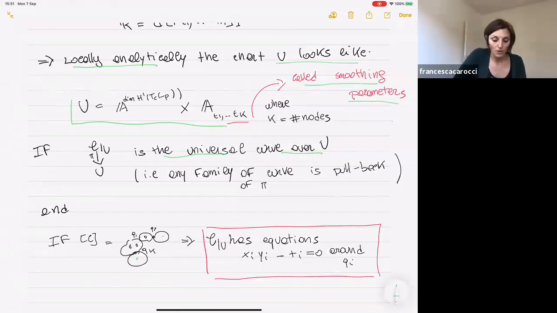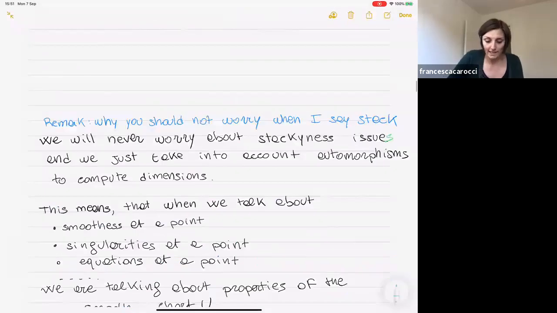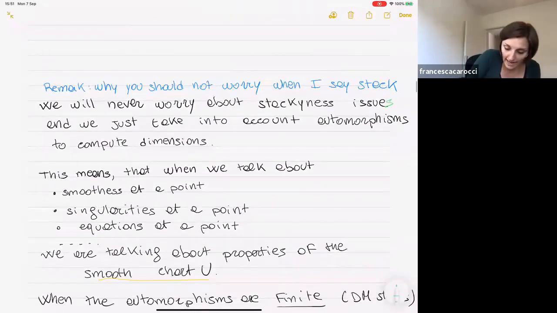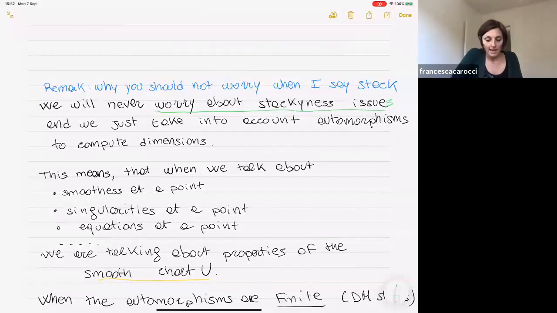So we know what U looks like, we know how the universal curve over it looks like, and this is as much as one can hope for a moduli space. And let me say once again that we will never again worry about stackiness issues, and will just take into account automorphisms when we need to compute dimension.